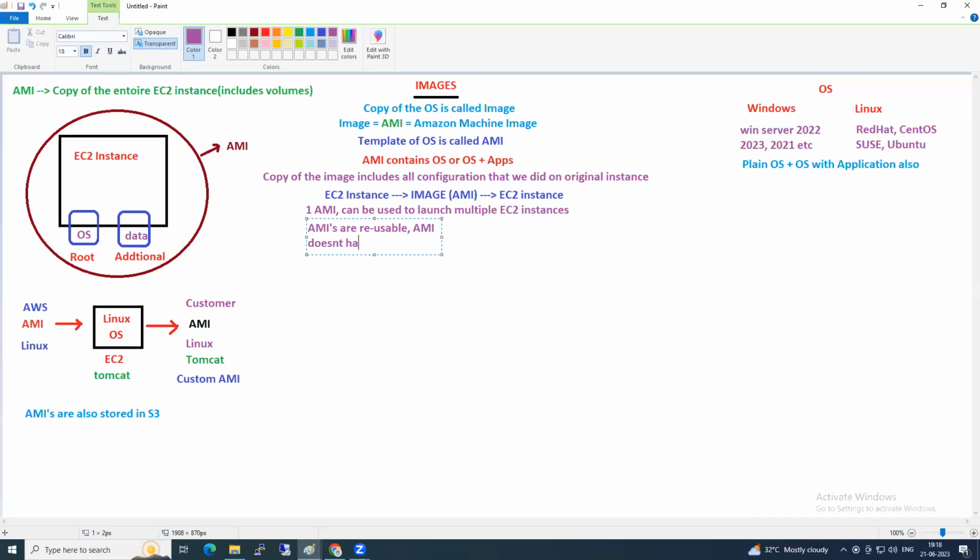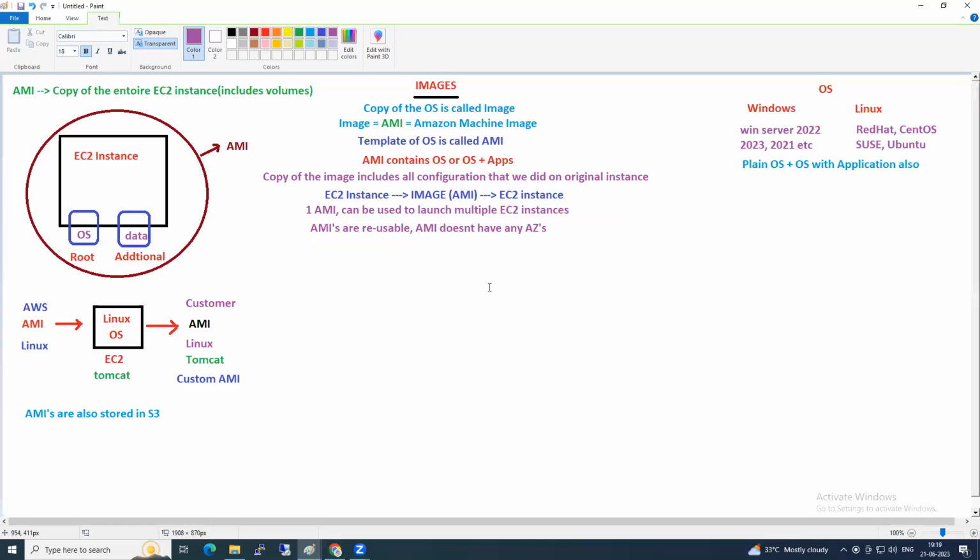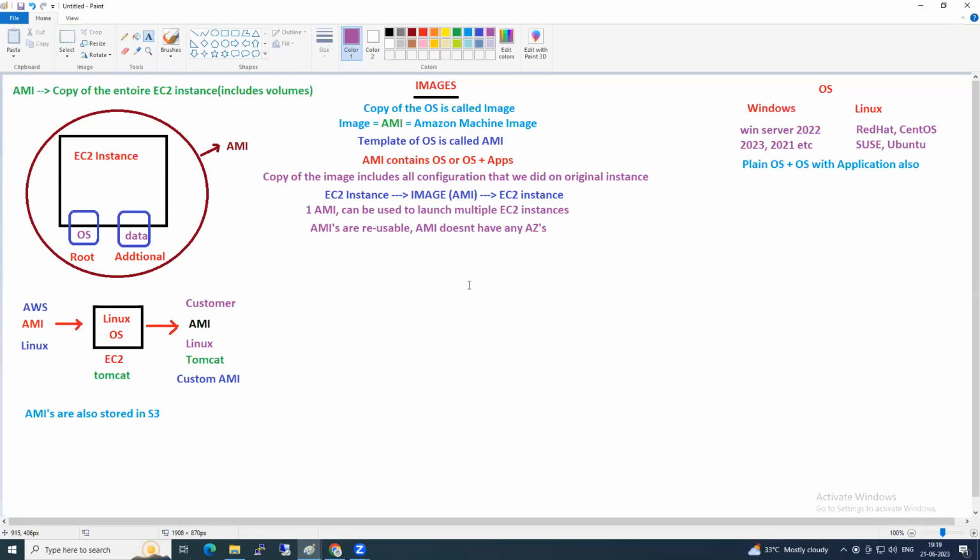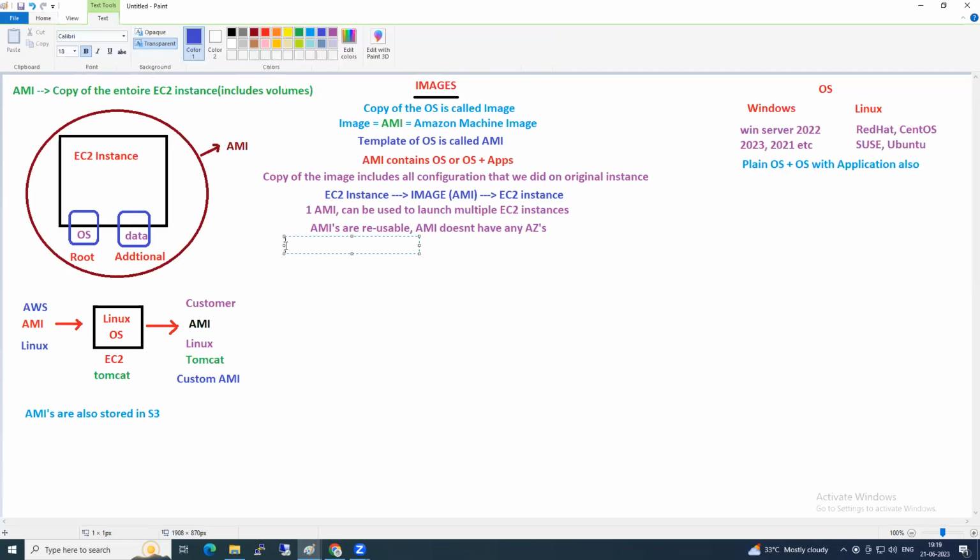Does an AMI have any availability zones? AMI doesn't have any availability zones. That is just a backup, no? Okay. Can you log into the AMI directly? No. Very good. You cannot directly log into the image or AMI. What you need to do is create or launch an EC2 instance from the AMI and use it.